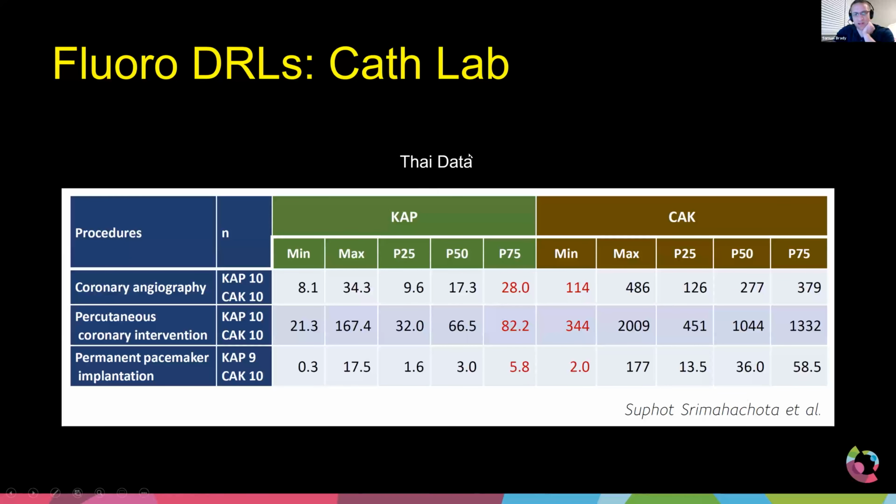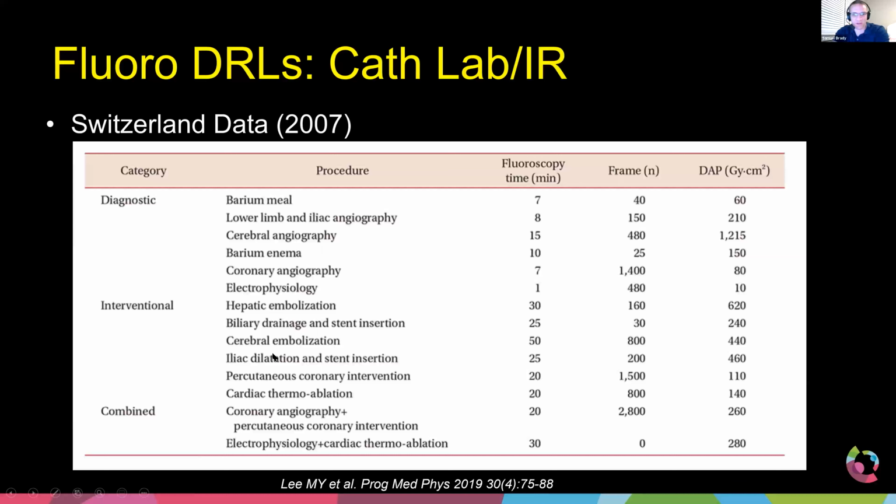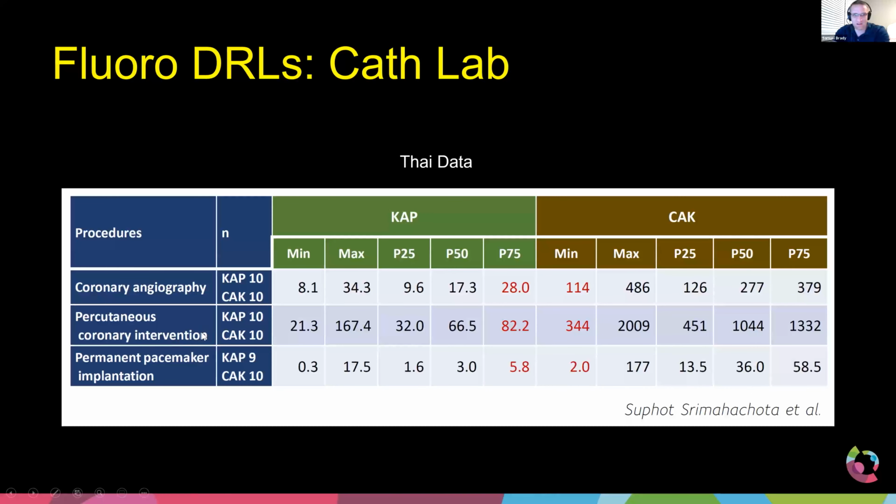Okay, Thai, this is back to you guys, Thai data. And now we're looking kind of in the cath lab. So you guys looked at CAPS and your air kerma at the reference point. So that's great. Cumulative air kerma. So your diagnostic reference level here at 75 percentile, you guys are doing good. Now let's compare that to Switzerland, if you wanted to. So you got your percutaneous coronary intervention. This is 110. And here you guys are.